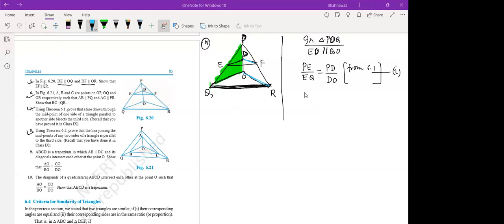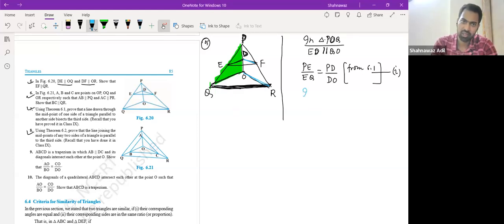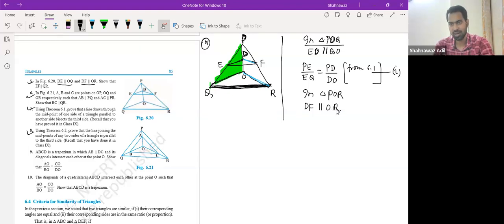Yes, of course, absolutely right. So in triangle POR, DF is parallel to OR. Whenever we have found the triangle and the parallel lines, the rest is easy. We have to apply theorem 6.1. So what would be theorem 6.1, Hashid?